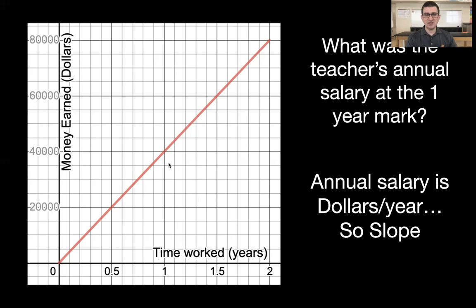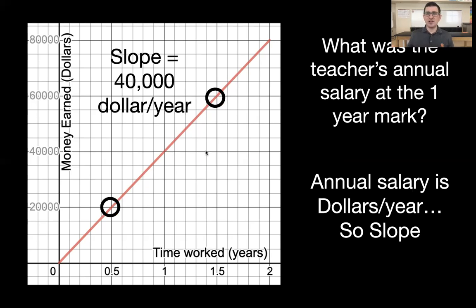To find the rate at which the teacher is earning money at the 1 year mark, we want to know the slope of this line. We know how to do slope: choose 2 points on the line and then do rise over run. The teacher is making $40,000 per year, which is a pretty good starting salary for a teacher.